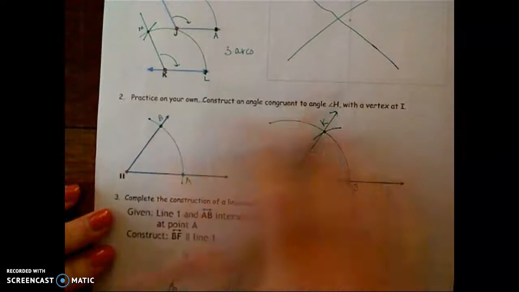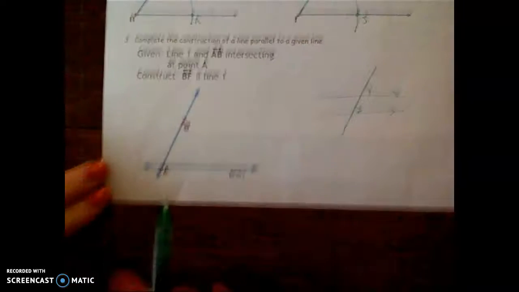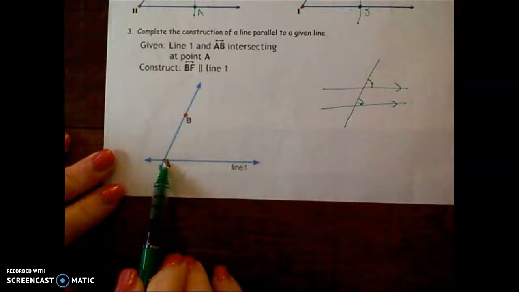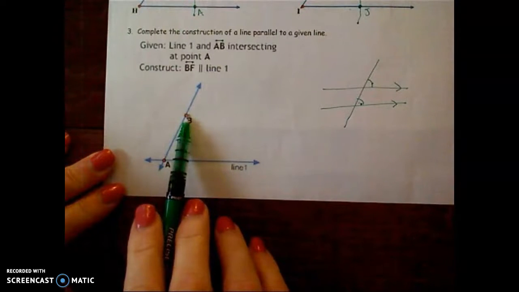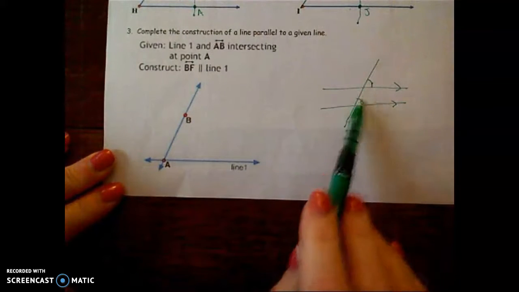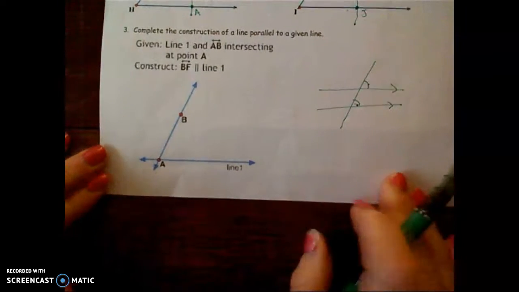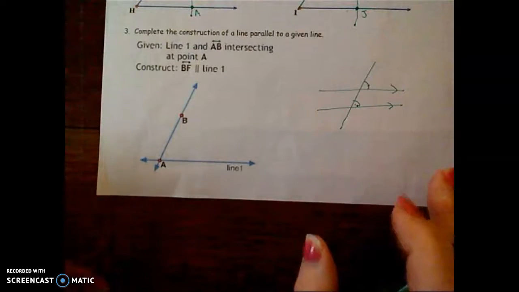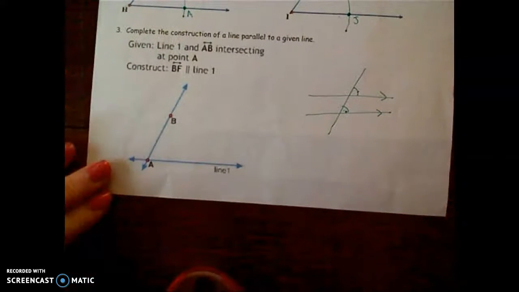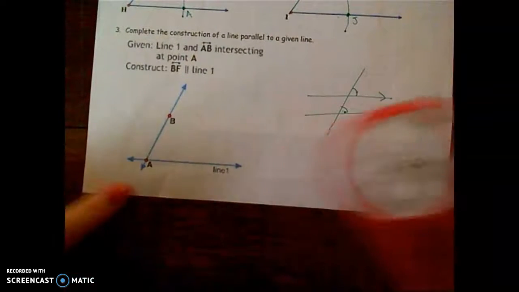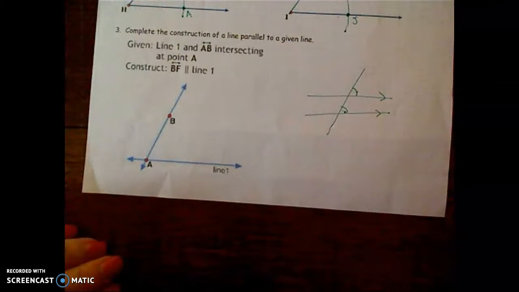This uses the constructions that we learned up here about copying an angle, because what we're going to do is copy this angle that has A as a vertex up here at B, and in doing so create those corresponding angles that are congruent, which makes the lines parallel. So the same three arcs are needed on this construction as were needed on numbers 1 and 2.